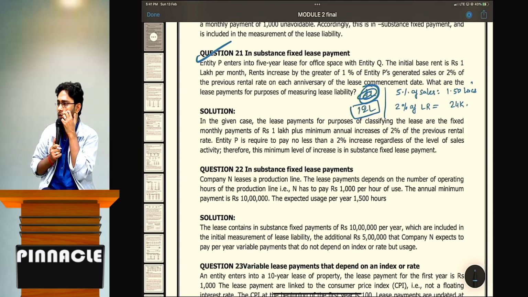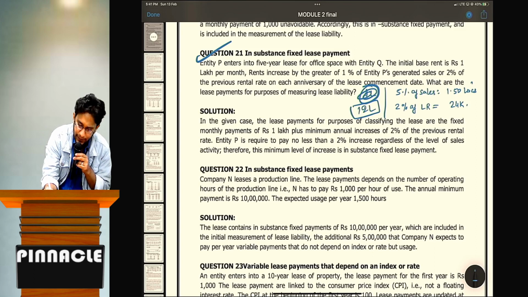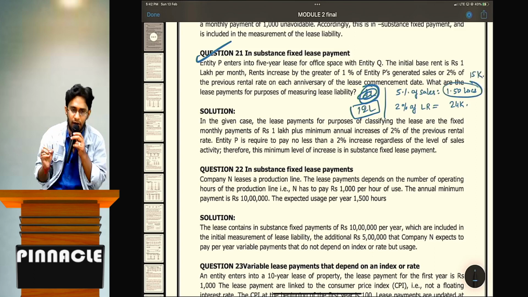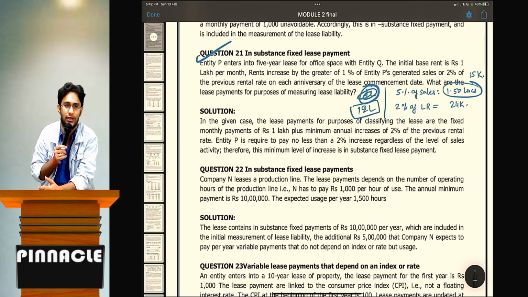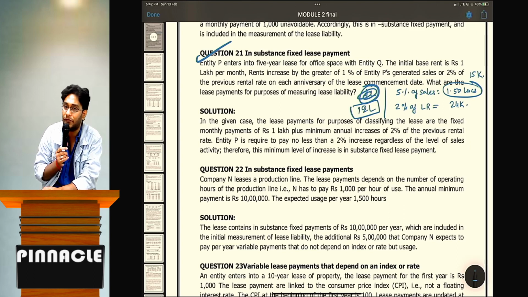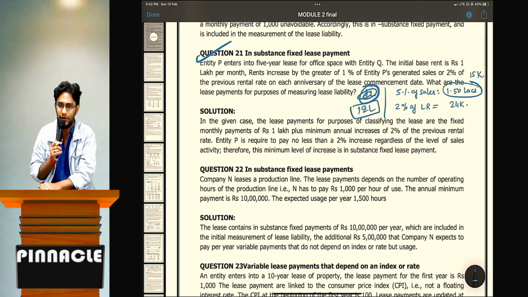How much do I have to pay? 1,50,000 I have to increase next year completely. Suppose 5% of sales is not 1.5 lakhs, that is only 15,000. Then I have to pay 24,000. That means in any case I have to pay how much? 24,000 extra, that is certain I have to pay. I might have to pay more than that also, if my sales's 5% is more than 24,000. And 24,000 is the certain amount I have to pay, no?